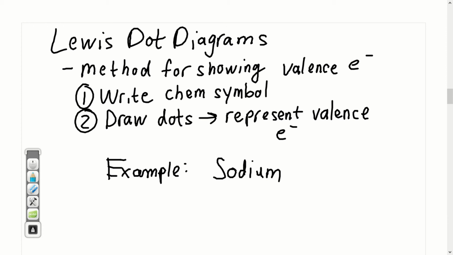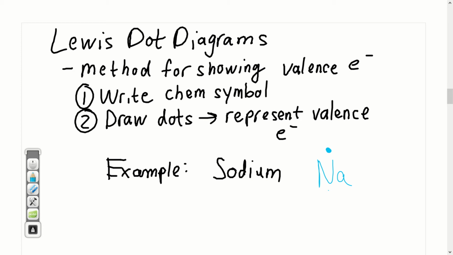We'll start with sodium. The symbol is Na, capital N, lowercase a. It's in group 1, which means it has 1 valence electron. So I just make 1 dot. We do want to make it a little big. You don't want to make a little tiny thing that a teacher can't see. But you just do 1 dot.